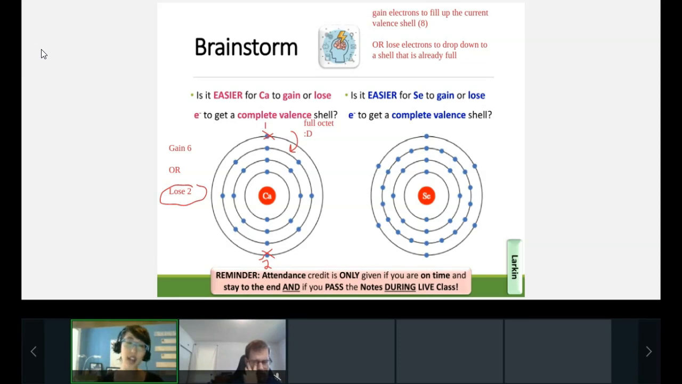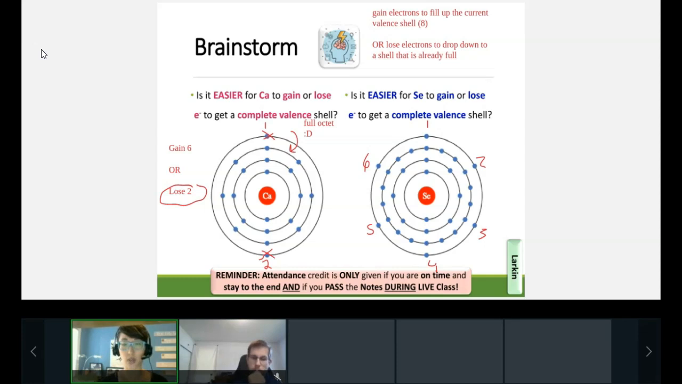Excellent. Now let's go ahead and try selenium. So take a look at selenium. How many valence electrons does selenium have? Think about, what does the word valence mean? Count them up. Yes, this one has 6. So we can see 1, 2, 3, 4, 5, and 6. All right, so this time it could either gain 2 more to get to a total of 8 or lose 6.